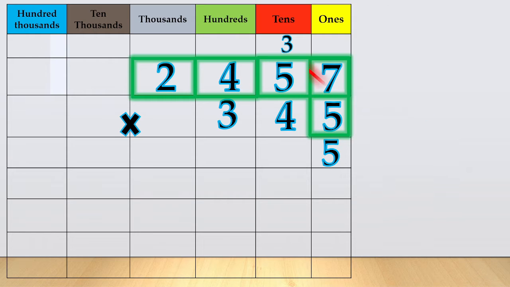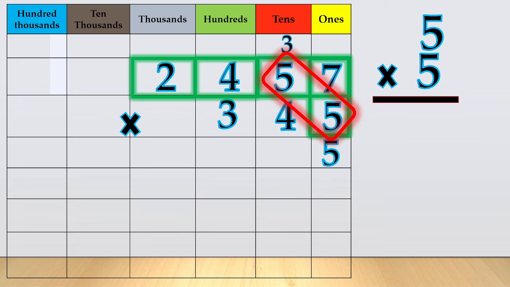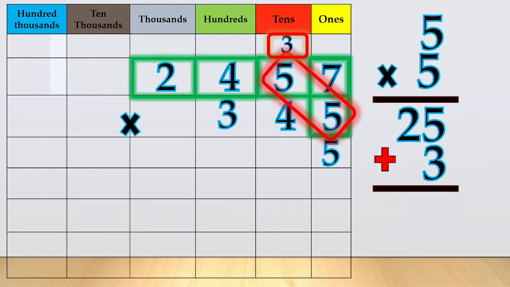Then multiply 5 times 5. 5 times 5 is equal to 25. Add the 3 that you have carried over. So 25 plus 3 is equal to 28. So we need to regroup. 2 will be carried over in the hundreds place column above 4 and 8 under the tens place column.